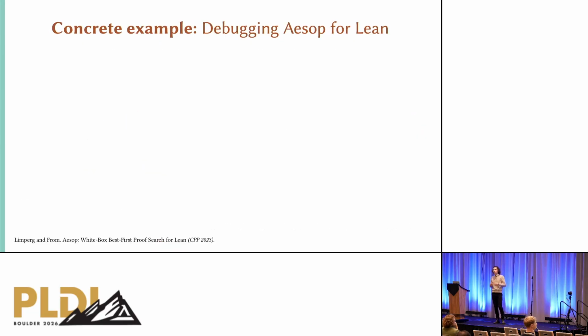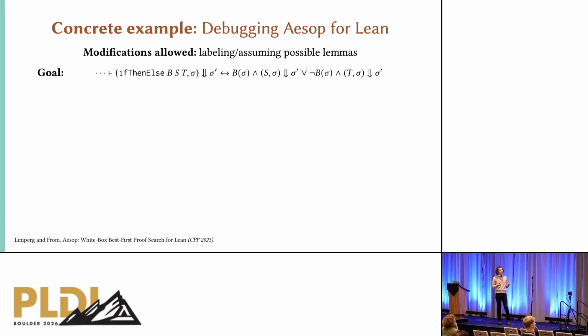OK, so let me show you what a concrete example of this would look like when we're debugging ESOP proof search for Lean. The modifications that we're going to allow for the user are labeling or assuming possible lemmas. And our goal is going to be derived from a program. The program is going to be derived from a program that's in the test suite for Limperg's and Fromm's ESOP proof search tool. And it's going to be about a big step operational semantics. And we're going to be proving specifically something about the if-then-else construct, although the details don't matter too much.